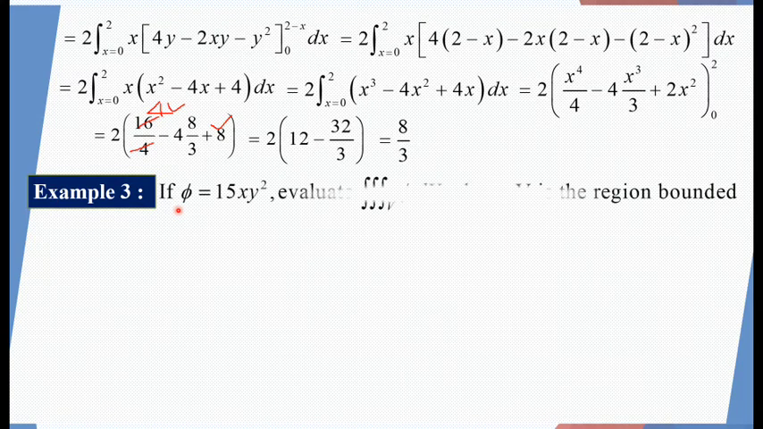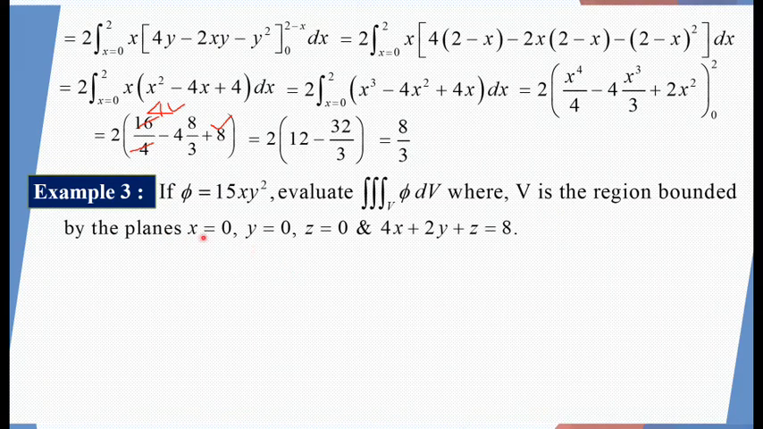Example 3. If phi equals 15xy square, evaluate the triple integral over v of phi dv, where v is the region bounded by the planes x equals to 0, y equals to 0, z equals to 0, and 4x plus 2y plus z equals to 8. So now see, this phi is a scalar function, and in vector calculus, that is in vector integration, in case of a triple integral, it may be a scalar function or it may be a vector function.